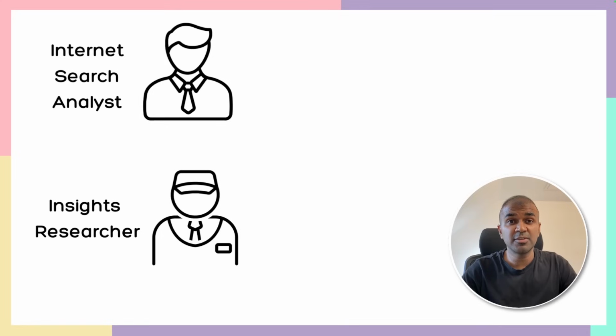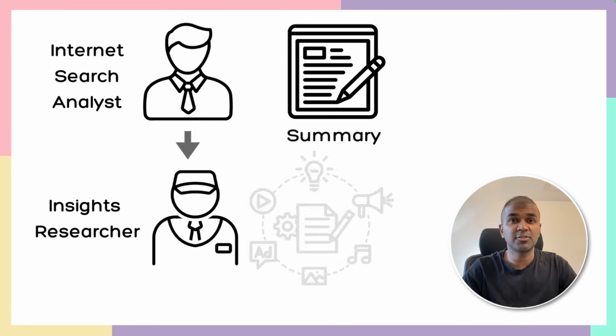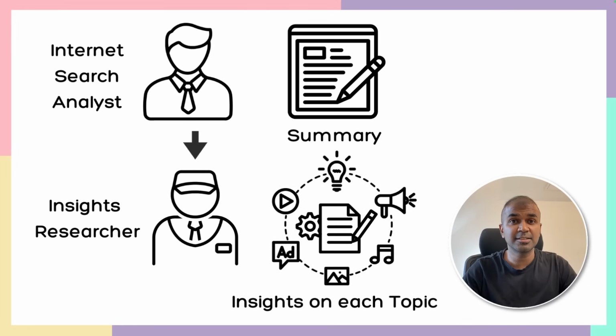As a use case, first we are going to create two agents, Internet Search Analyst and Insight Researcher. The Internet Search Analyst is going to search the internet based on the question we are going to ask. It is going to go through different links and then summarize all those articles.